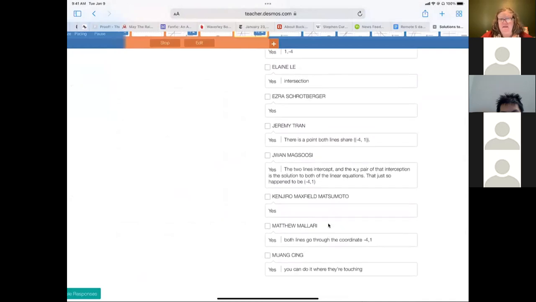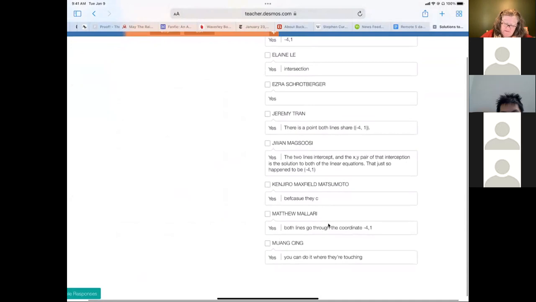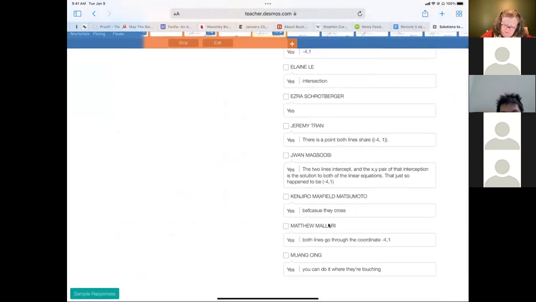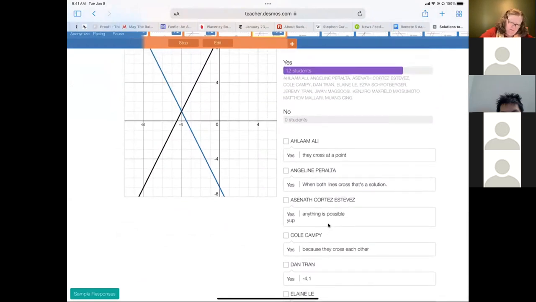Jeremy is saying it's -4, 1. Jawan said the two lines intercept and the xy pair of that intersection is the solution of the linear equations. And it happens to be -4, 1. Kenji, I like your simplicity because they cross. We see that they cross, so we know that that is the solution. So this point right here, again, I'm now in the actual Desmos, so I can't write on it. But at -4, 1, as we've had a couple of your classmates point out, this does have a solution right there.